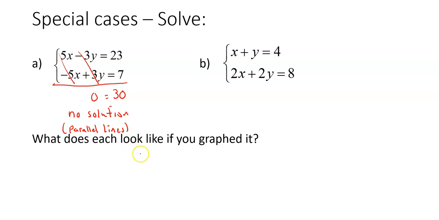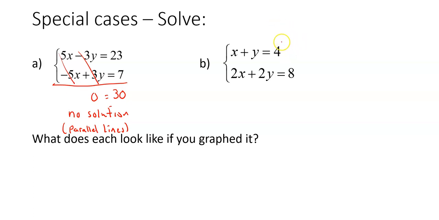There would be 2 lines with a slope of, it turns out, 5/3, but they have different y-intercepts. So you'll keep going up 5 to the right 3, up 5 to the right 3, and those lines will never cross each other. So if you solve by elimination, or even if you solve by substitution, you get something that looks like that. That means that there's simply no solution.